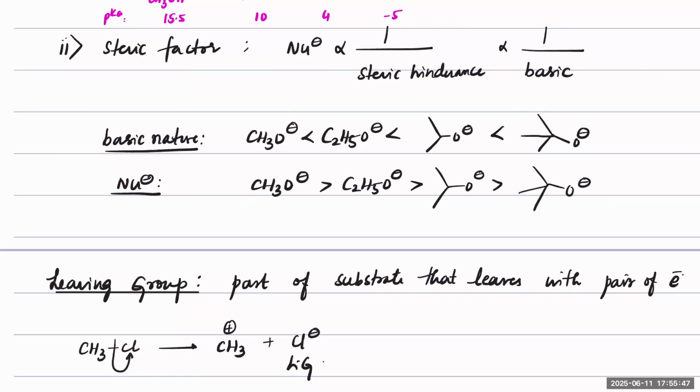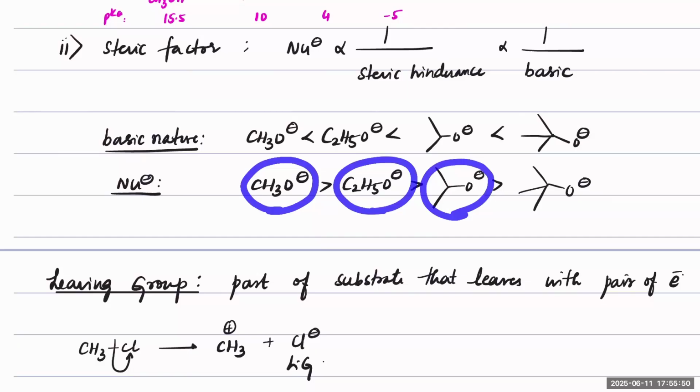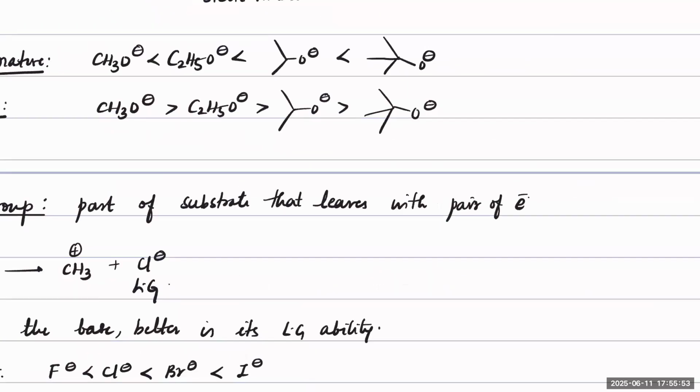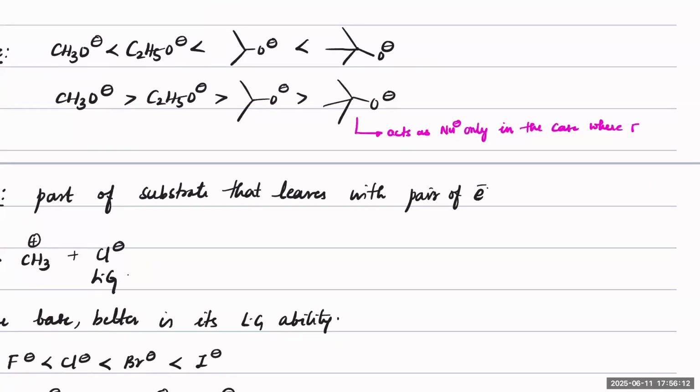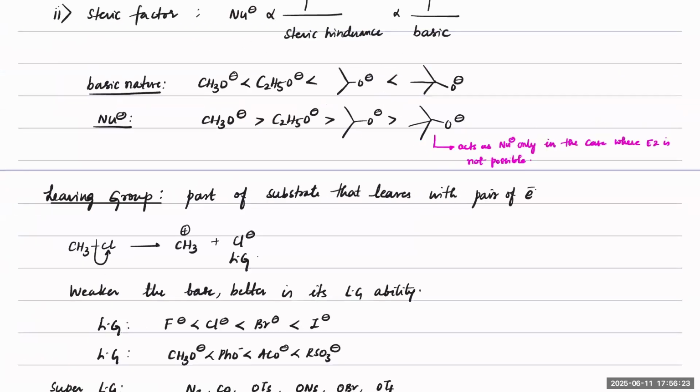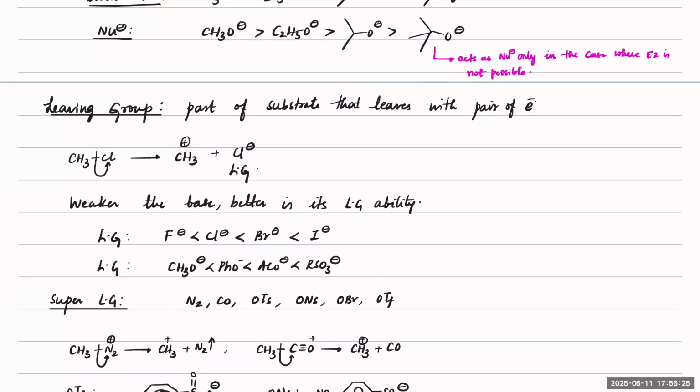Therefore, this would act like a better nucleophile than this, and then tert-butoxide. So much so that tert-butoxide acts as a nucleophile only in the case where E2 is not possible. Got it? Only in the case where E2 is not possible can we use that as a nucleophile. Otherwise, it will always act like a base and it will always give you E2.